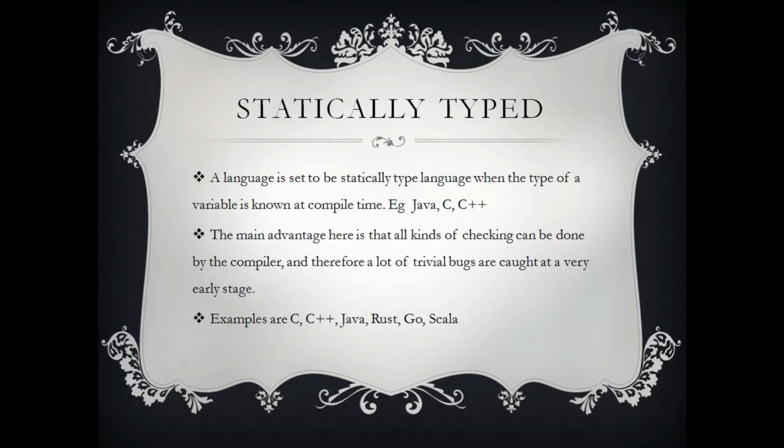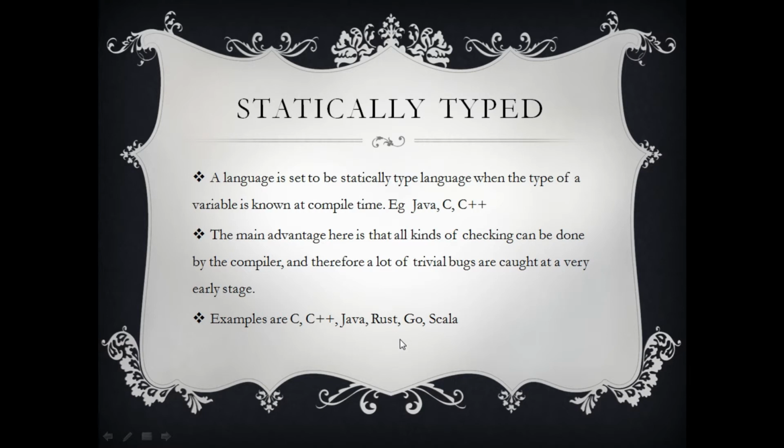Now we move to what a statically typed language is. It is very simple. A language is said to be statically typed when the type of a variable is known at compile time, for example in Java, C, C++. The main advantage of a statically typed language is that errors are caught at the compiler stage, so a lot of trivial bugs are caught at a very early stage. Examples of statically typed languages are C, C++, Java, Rust, Go, Scala.